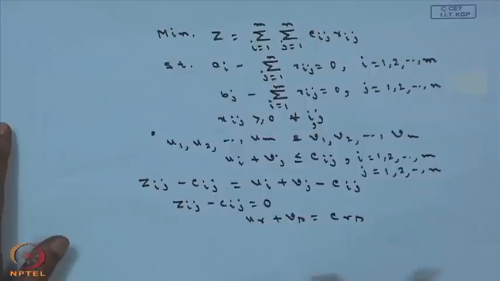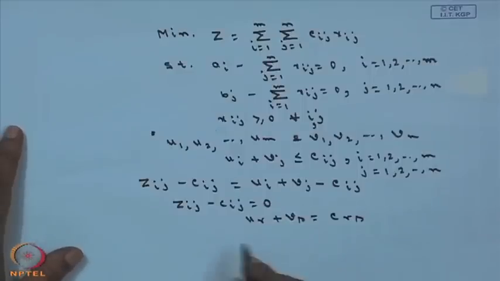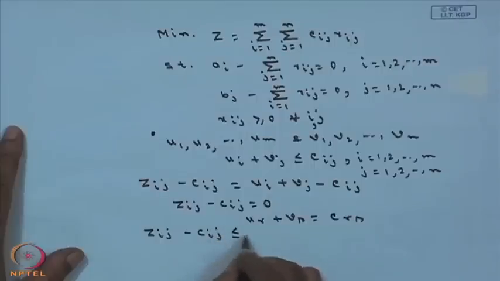If all z_ij minus c_ij are less than or equal to 0, in that case the optimal solution has been achieved, otherwise the optimal solution has not been achieved. Or in other words, if z_ij minus c_ij is greater than 0, the optimal solution has not been achieved, and we have to select the entering vector and the departing vector.